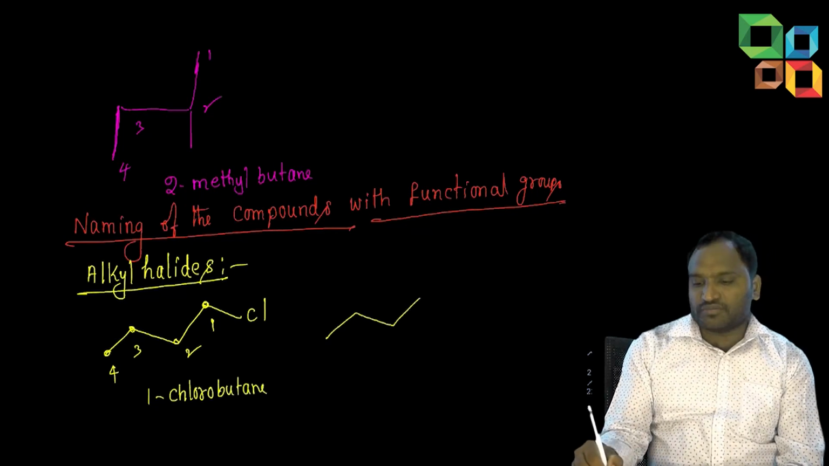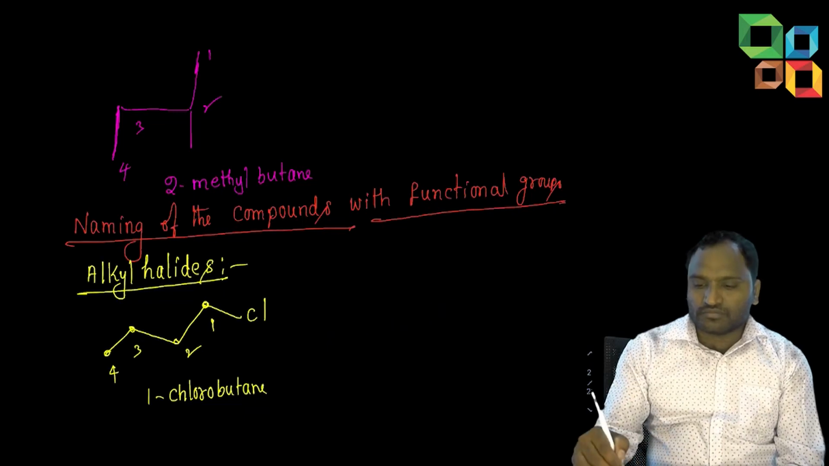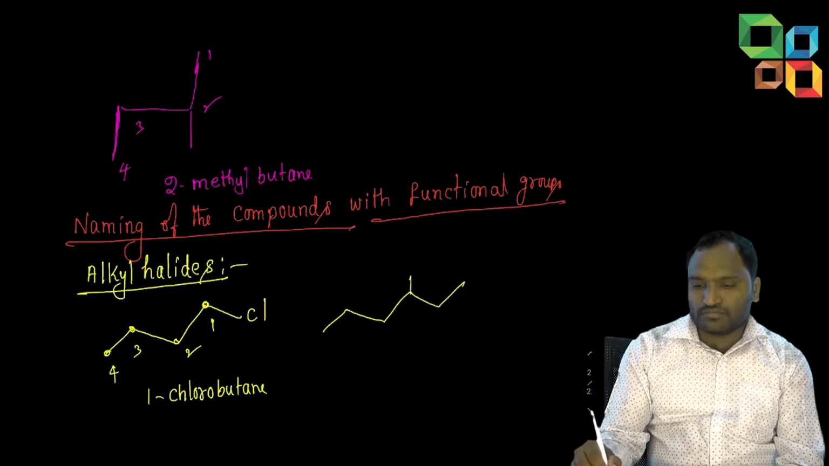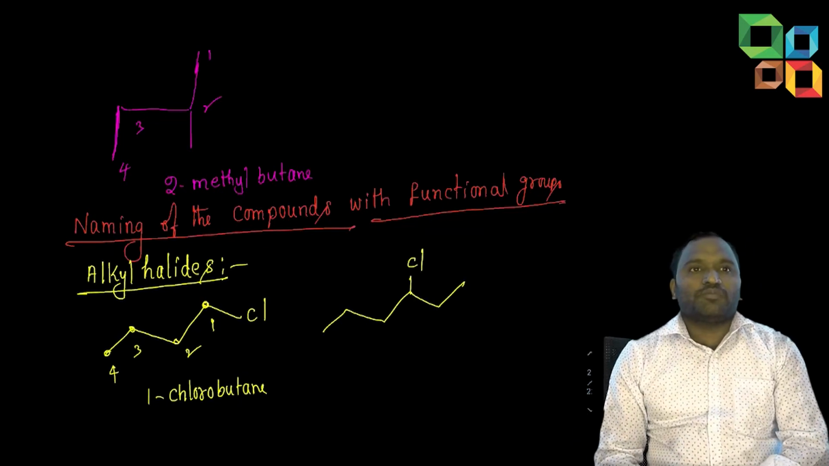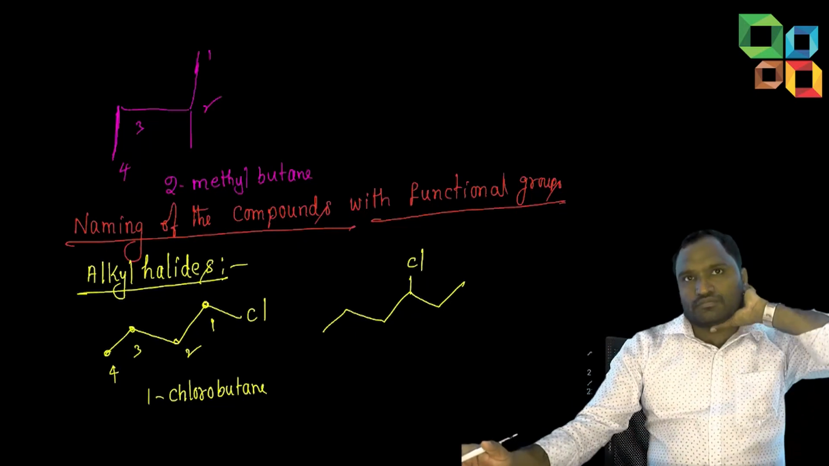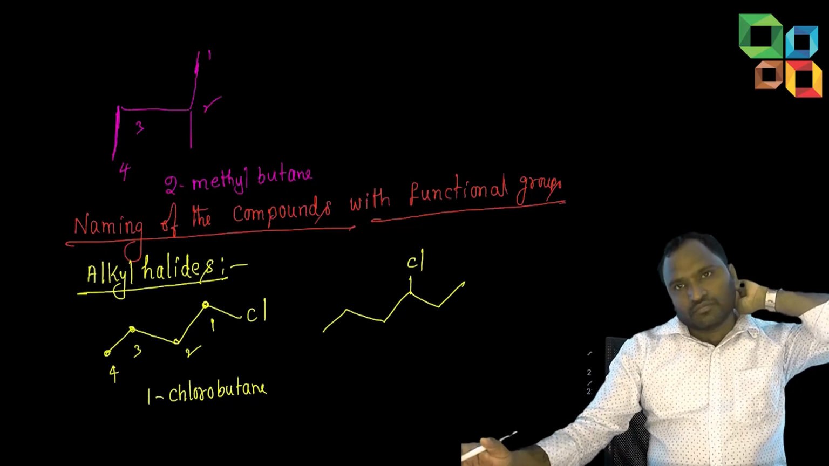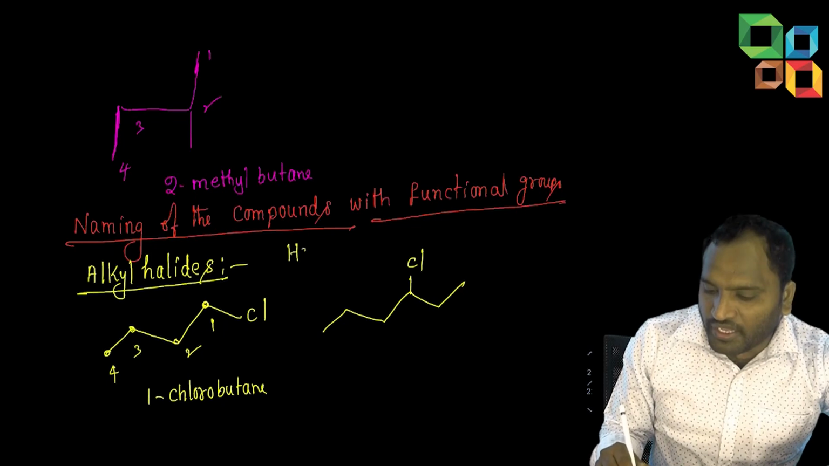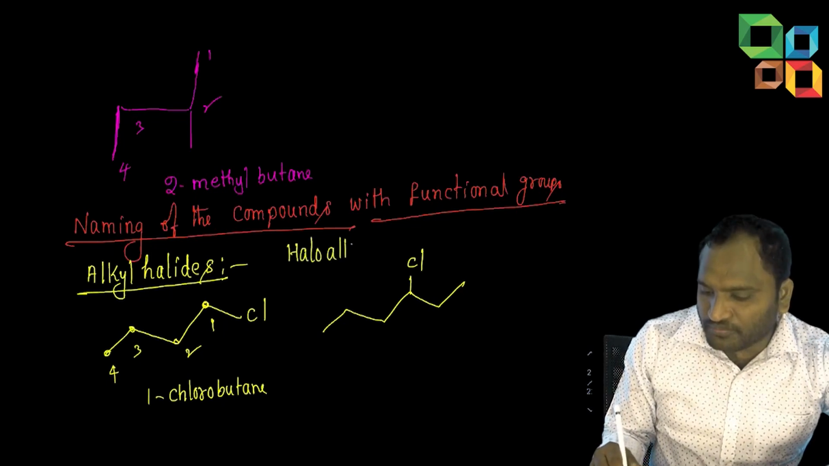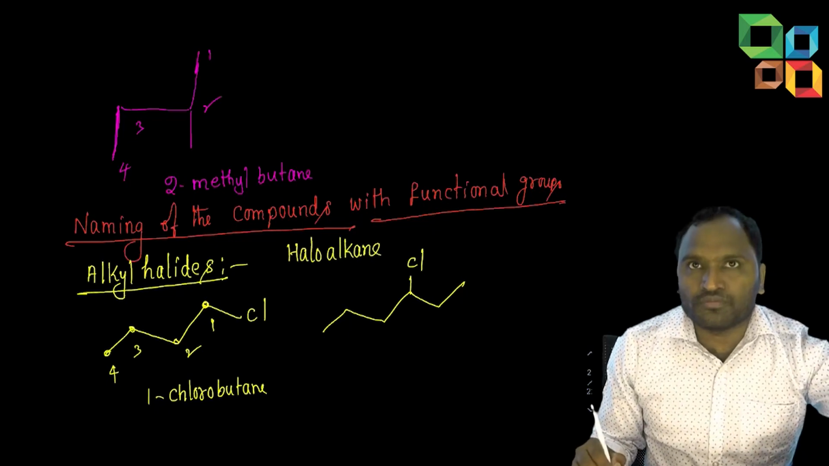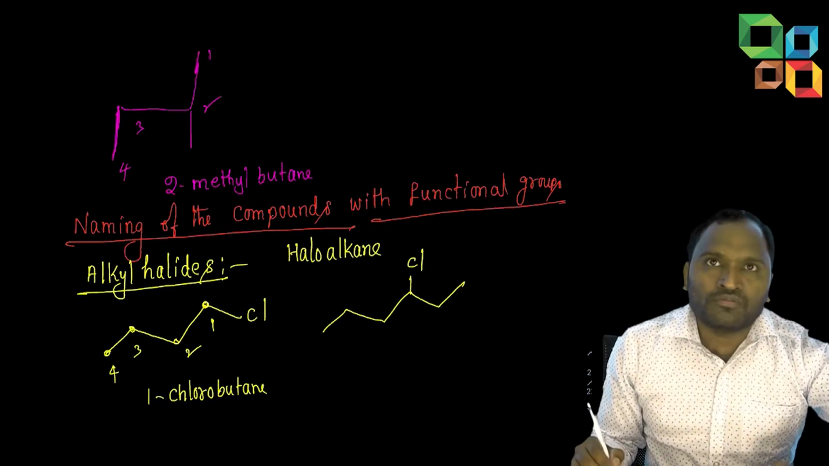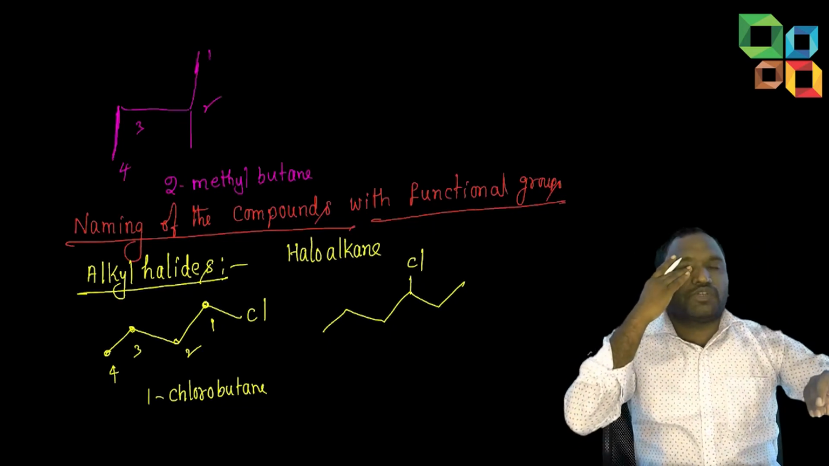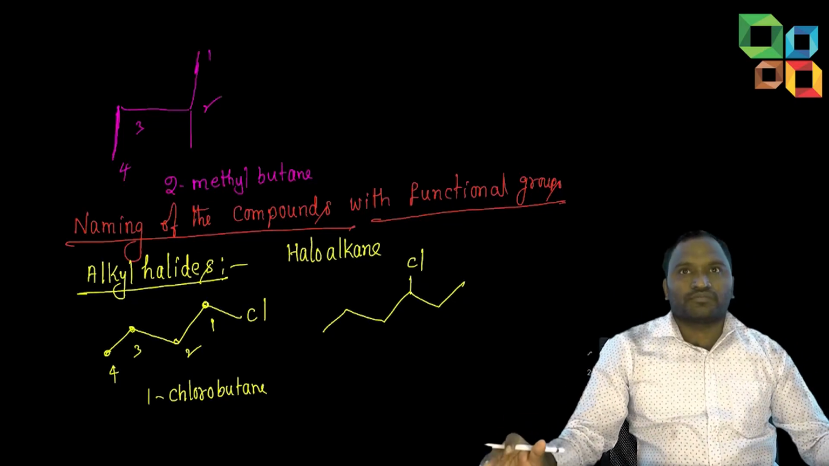Tell me the name of this compound, students. Generally, for halogen-containing alkanes, the common IUPAC name is haloalkanes. If it is chlorine, chloro. If it is bromine, bromo. If it is iodine, iodo. Alkane, based on the number of carbon atoms, we will give the root word. Tell me, students.